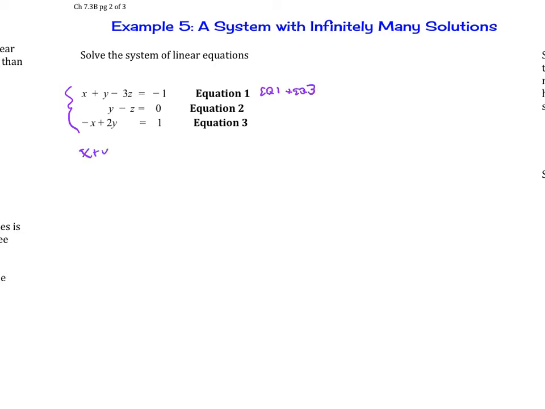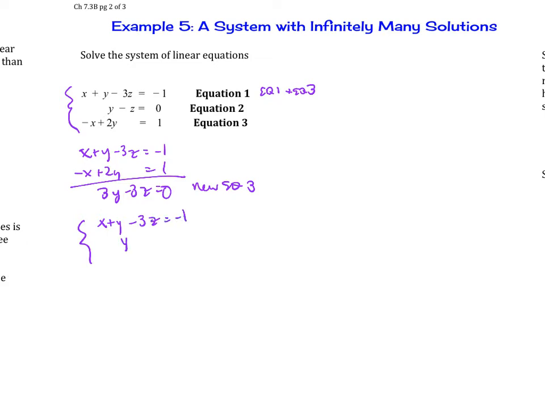So this is x plus y minus 3z equals -1. Negative x plus 2y equals 1. So we get 3y minus 3z equals 0. So that's our new equation 3. So let's write it. x plus y minus 3z equals -1. y minus z equals 0. That's already y with a coefficient of 1, so we can leave that. And then we have 3y minus 3z equals 0.